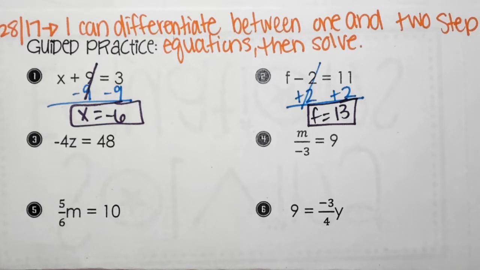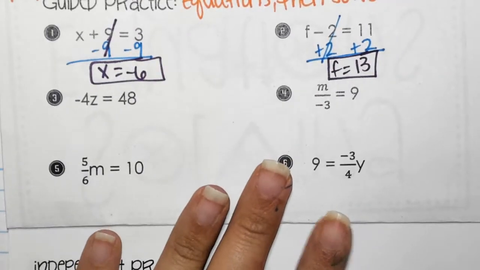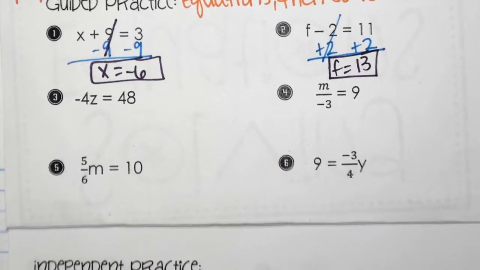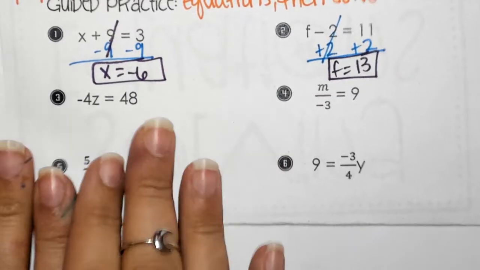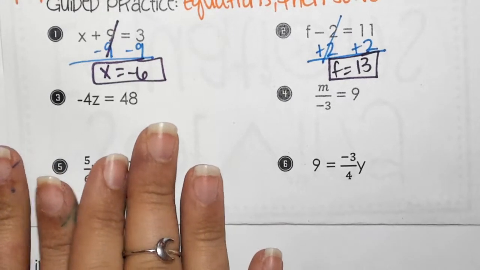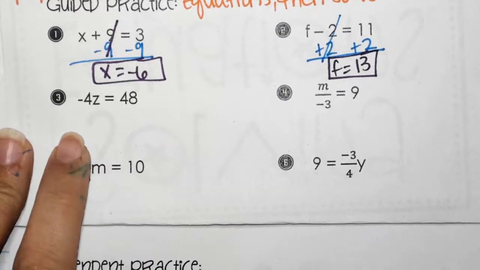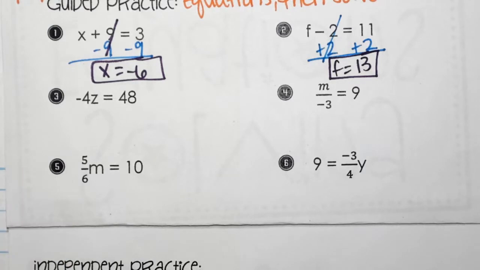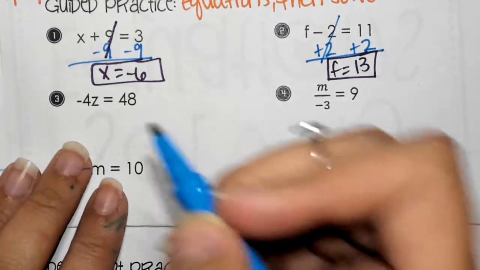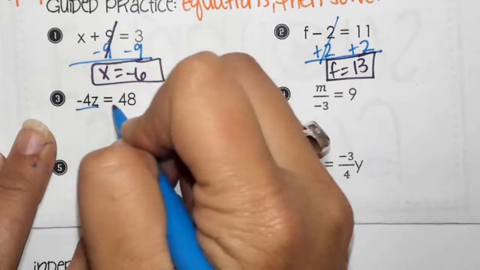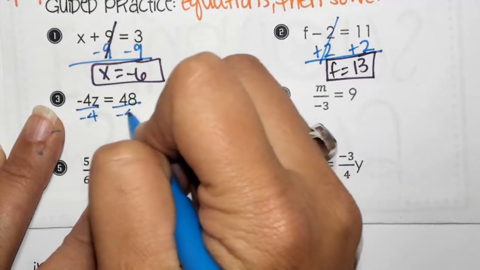All right. Thank you. Take a point. It is Gryffindor. Okay, Durmstrang. Tell me how to do this. Okay, so since negative 4 is multiplied by z, you have to divide both sides by negative 4. Awesome. Take a point, Durmstrang.